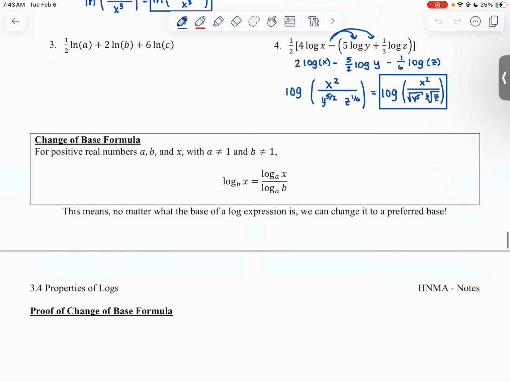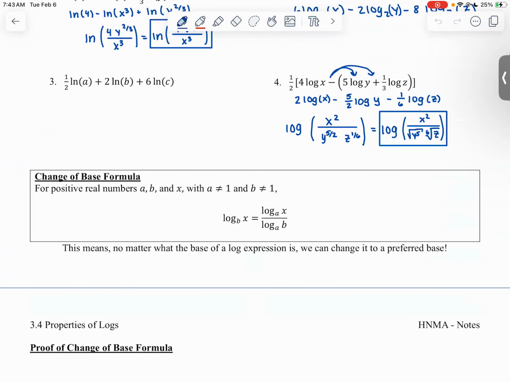Okay, hi guys, I just want to give you a quick video on the end of the last property of logs that we didn't quite cover in class. The last one that we didn't quite talk about was the change of base formula.